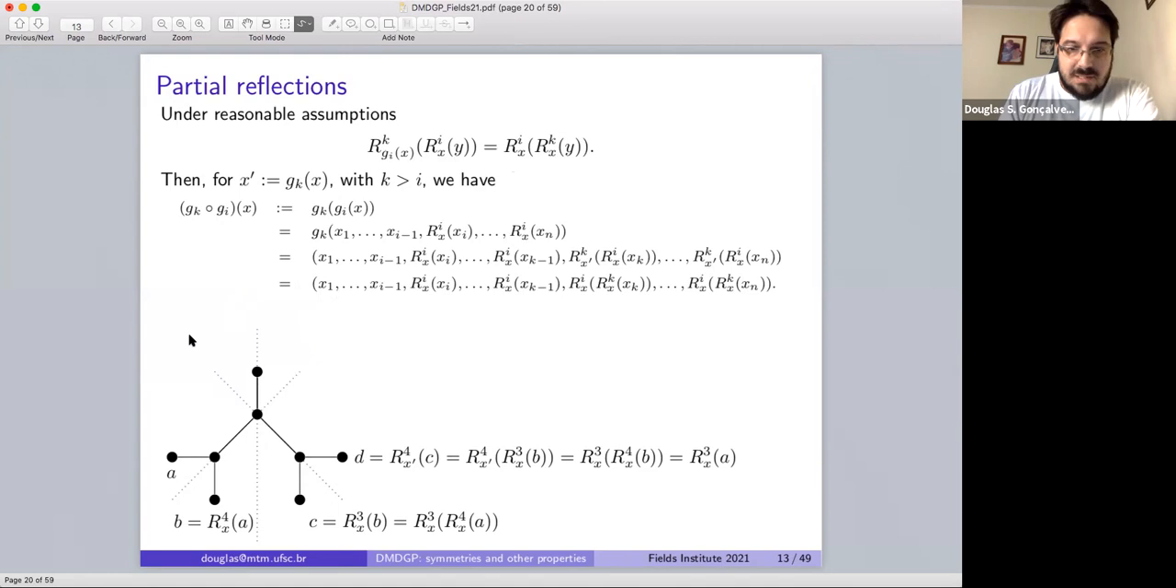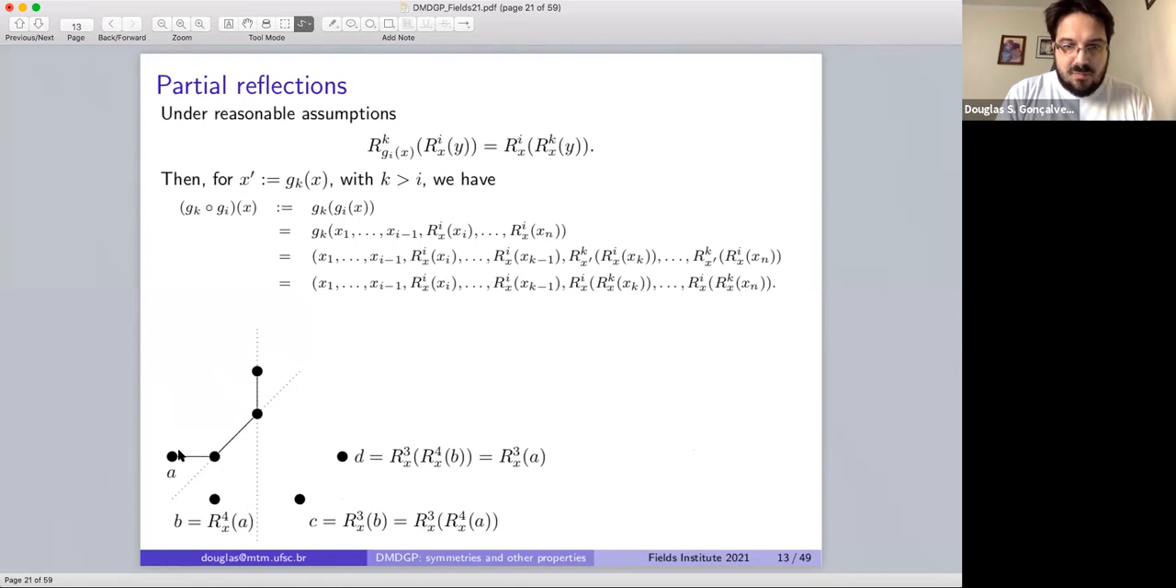And this is illustrated by this example. Here, if you consider all the possible positions for vertex 4 that I represent by A, B, C, and D, you see that B is the reflection of A through this hyperplane. C could be the reflection of B through this hyperplane, but also you could reflect first A through this hyperplane and then the result through this hyperplane, and the same for D. So at the end of the day, all positions for the fourth vertex depend only on the first realization. And this is really important to speed up the computations. It's really important in the implementation, as I will discuss later.